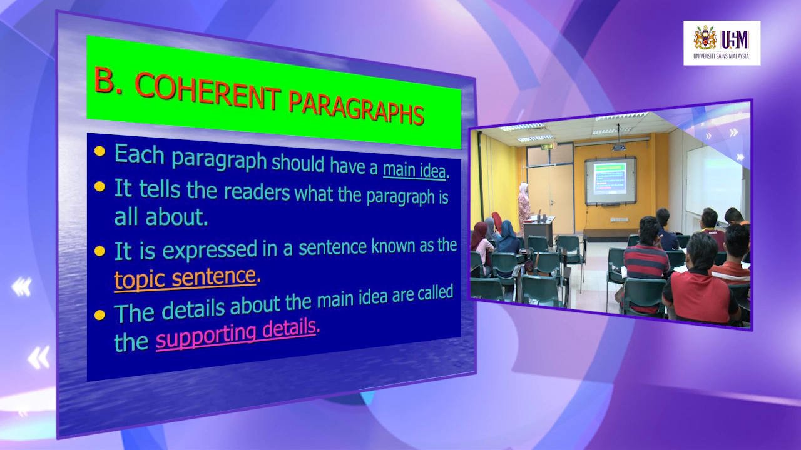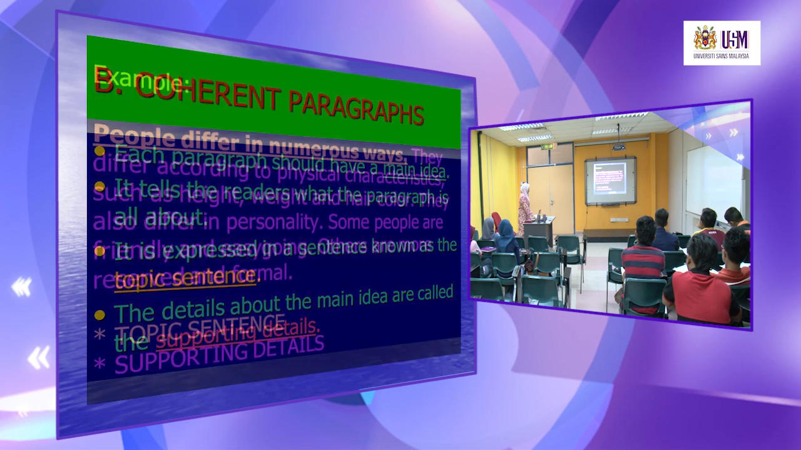Let us look at paragraphs. When you write, you normally write in a paragraph. What should a paragraph contain? A paragraph should have a main idea. And what is the main idea? It tells the readers what the paragraph is all about. And then we also have a topic sentence in your paragraph. Topic sentence will be the main idea. And then with the topic sentence, you have to supply supporting details. More details about your writing. Okay? So far, so good?